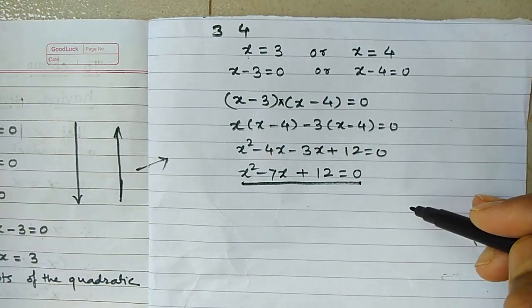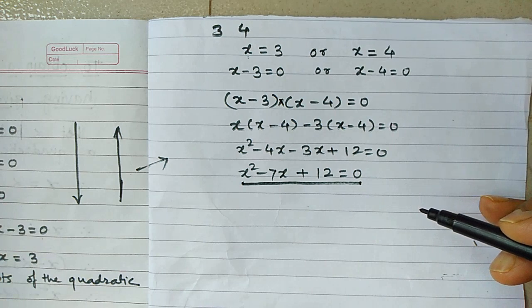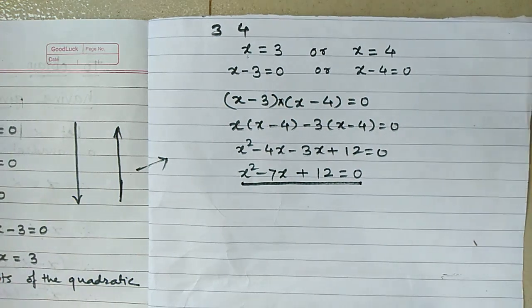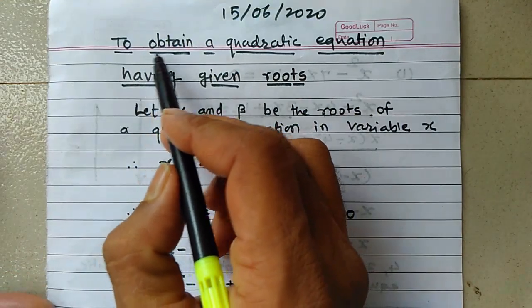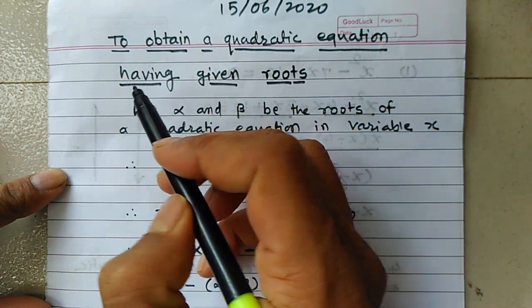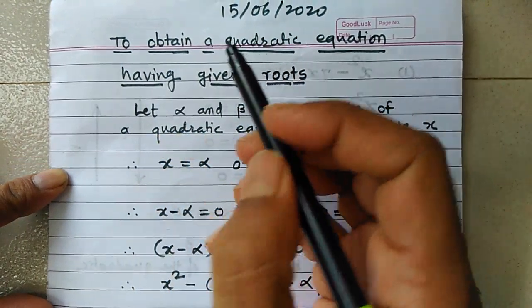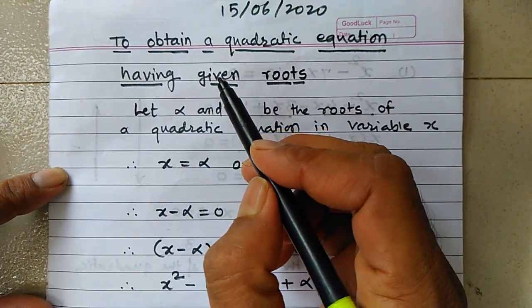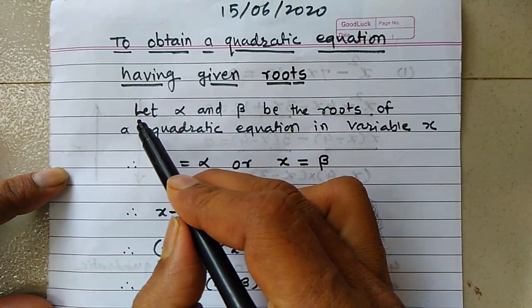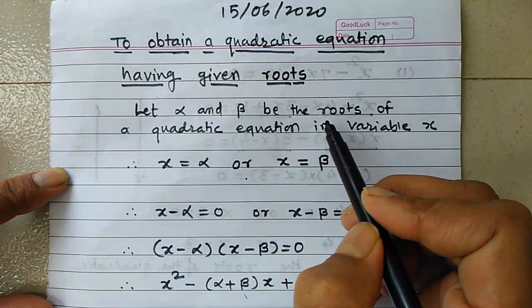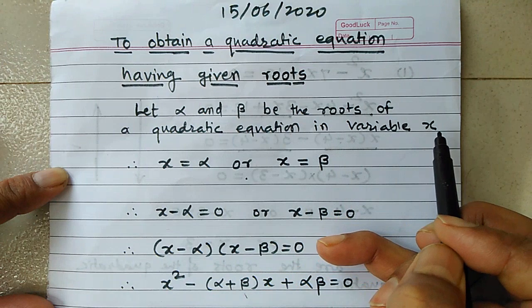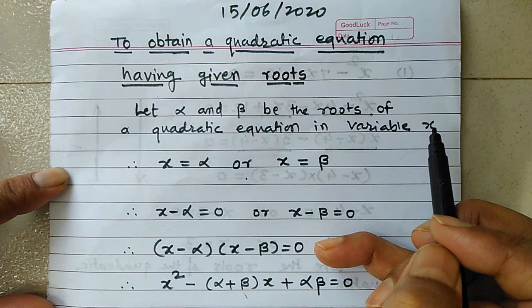Instead of doing this, there is a formula or a trick for finding the quadratic equation if roots are given to you. I am showing you. To obtain a quadratic equation having given roots, that means roots are given to you and you have to find the quadratic equation, let alpha and beta be the roots of a quadratic equation in variable x. Now I am using the variable x for that equation.